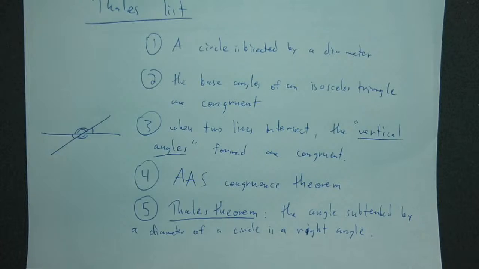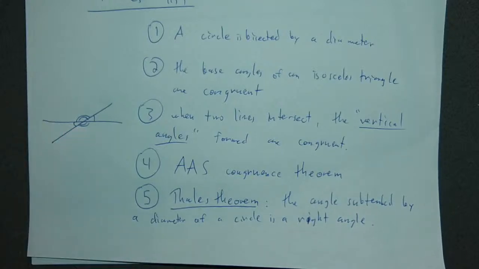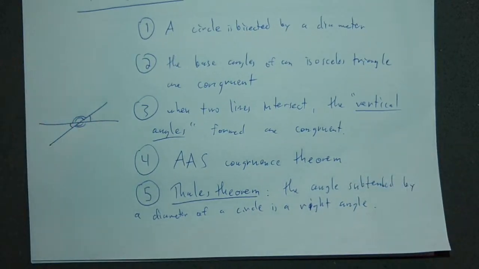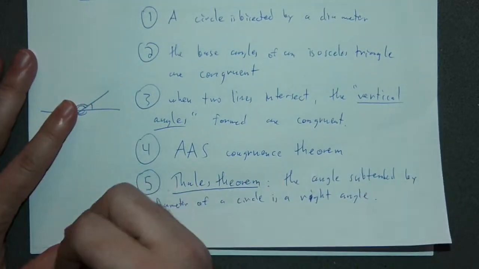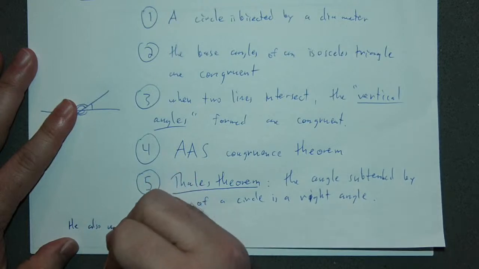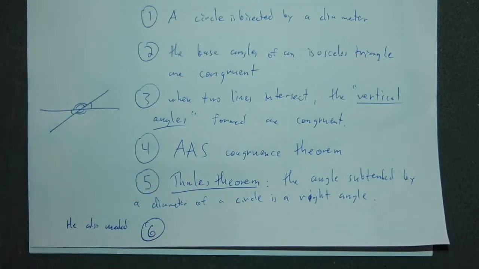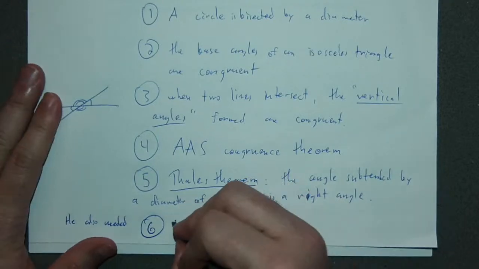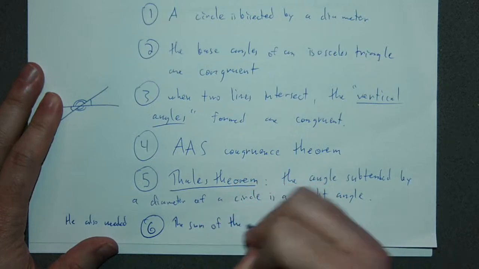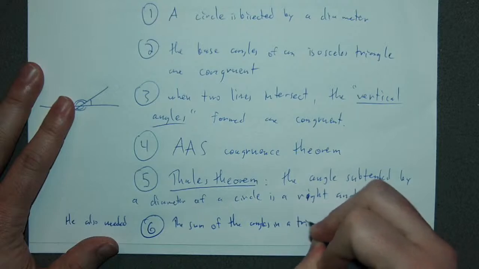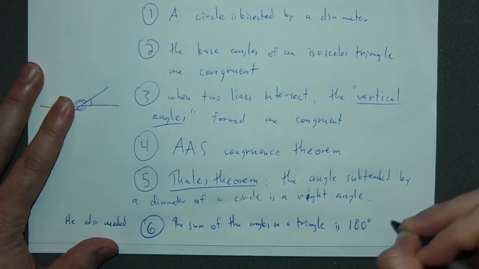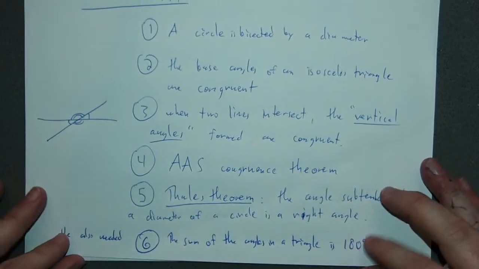Now it turns out that in order to prove this, Thales proved all of these facts, but in order to prove this last fact, which is called the Thales theorem, he also needed to know that the interior angles of a triangle sum to 180 degrees. So he also needed number 6, which is that the sum of the angles in a triangle is 180 degrees. We use degrees here in a way that maybe the Babylonians would have, right?